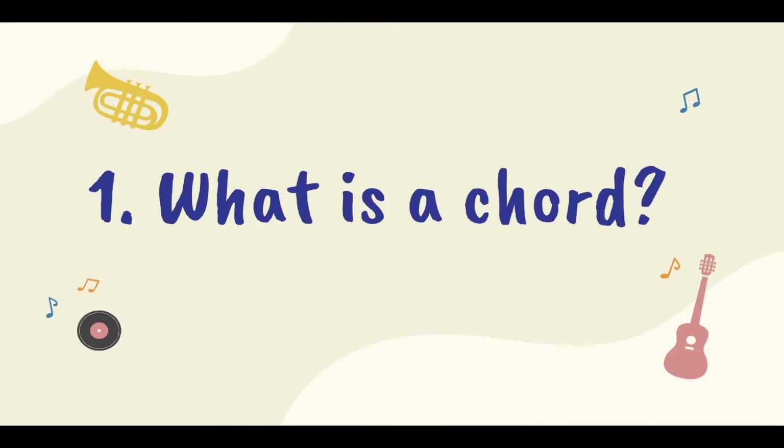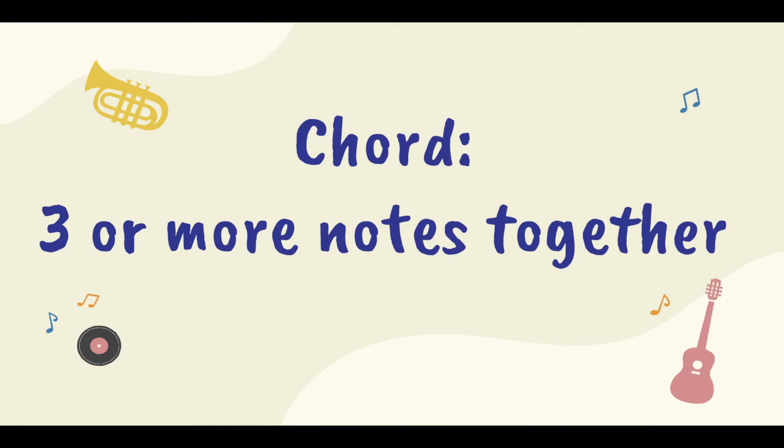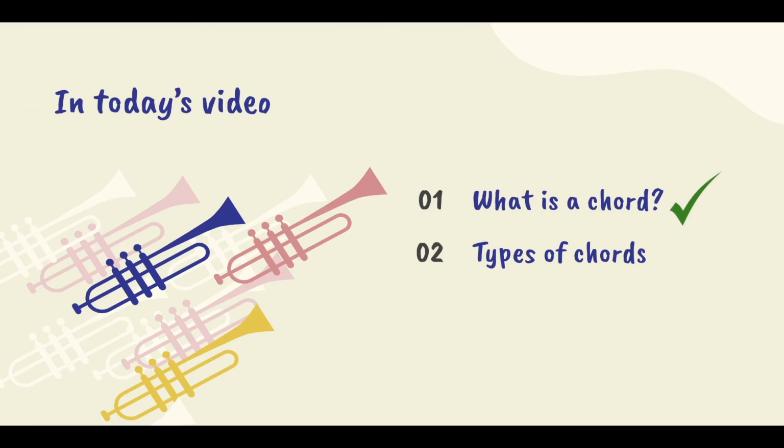So what is a chord? A chord, simply put, is three or more notes together. There's a very complicated explanation about exactly what chords are, but for now, what we need to know is that chords are three or more notes together. Okay, so that is the first part of the lesson, what is a chord?